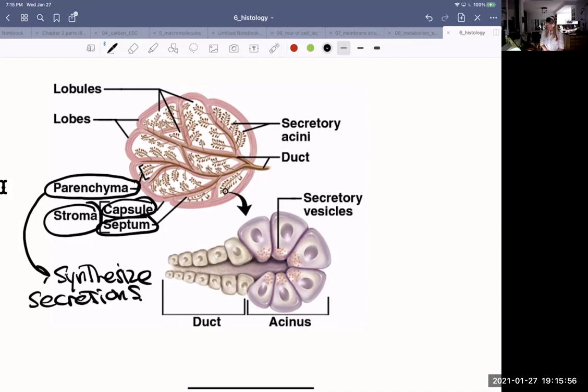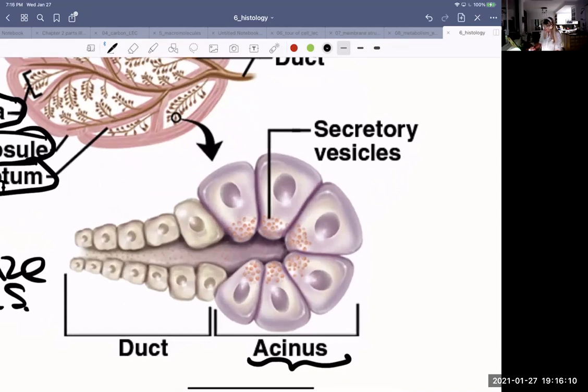Of the gland, the acinus is a cluster of cuboidal cells that surround the duct. And as you can see, they have secretory vesicles that contain the product that will be released into the duct.